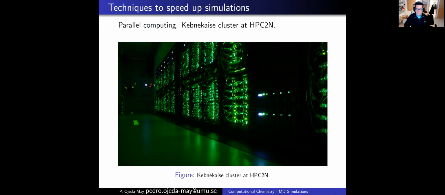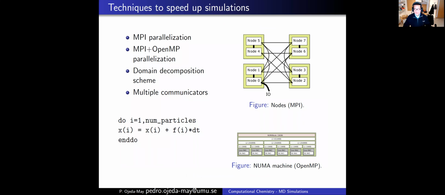So the cluster that we will be using today is Kebnekaise, which is at HPC2N. And this is a nice picture that we took some years back. Basically, what happens in this type of cluster, we have several nodes, and these nodes can communicate with each other, right? There are some protocols for doing that, and one of them is called MPI, Message Passing Interface.